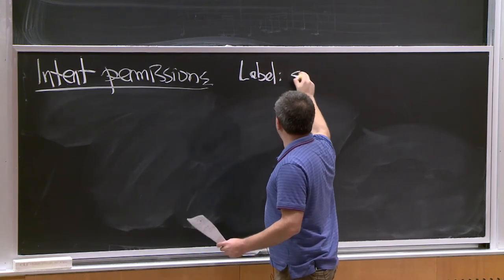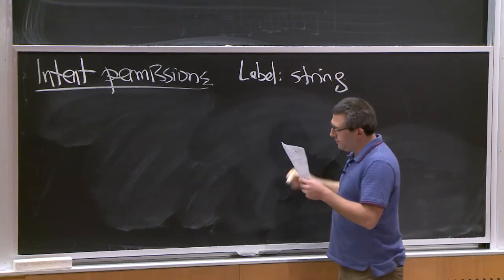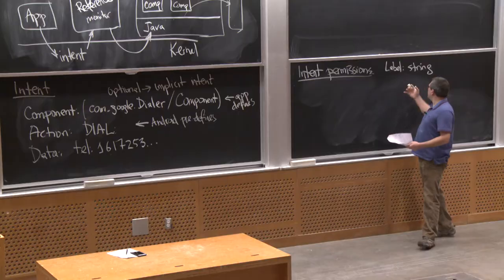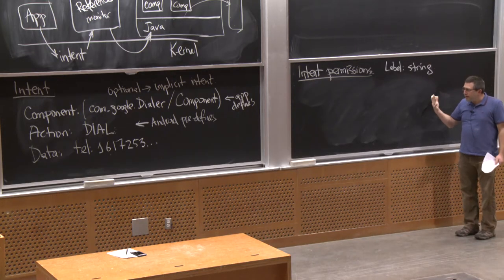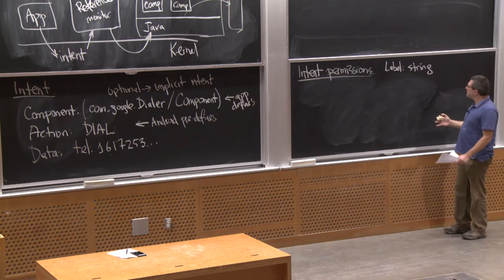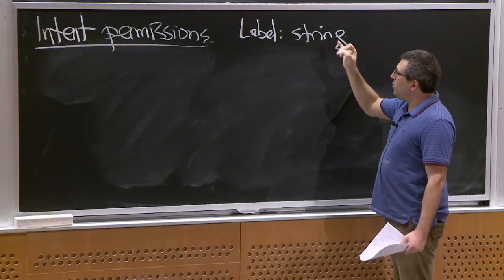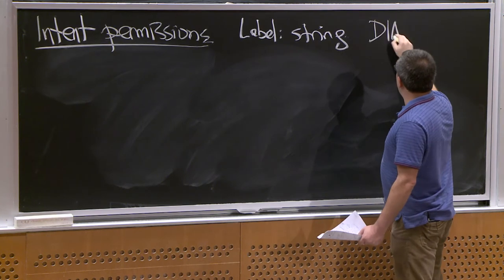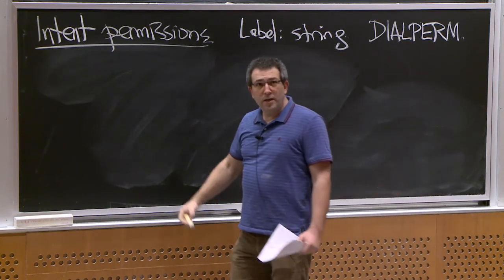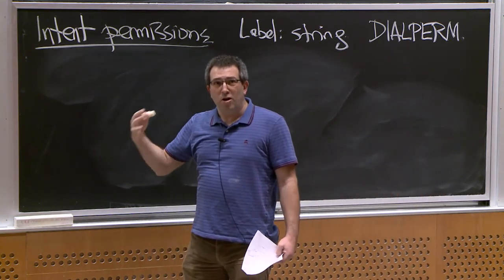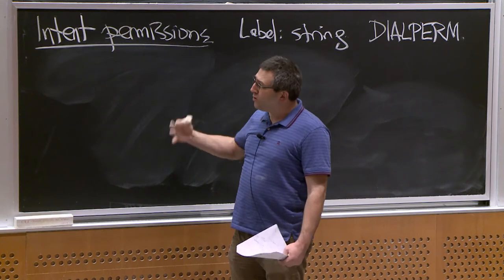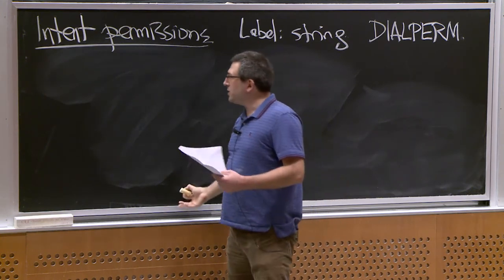A label is really just a string that is going to be used to define some privileges that an app might have, and some rights or protection that a component might require in terms of controlling who can talk to it. So let me describe a concrete example instead of trying to define it in the general case. For example, one of these label strings could be the string dial perm. This is defined by the Android framework and represents the label of applications that might want to make phone calls, and also of components whose job is to make phone calls on behalf of others, and they're going to require this permission.